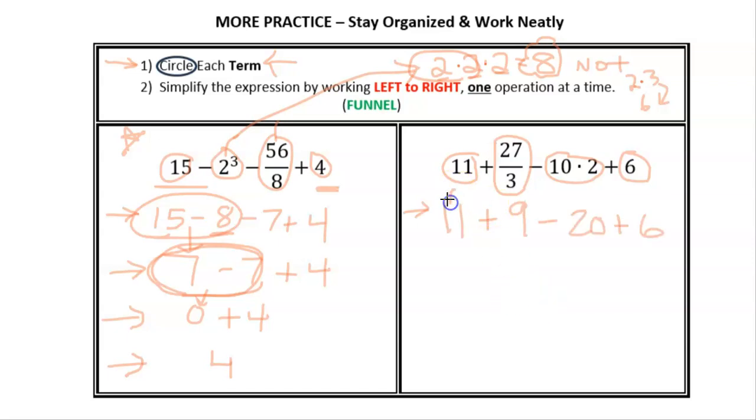So the 11 was in a simplest form. It wasn't complex at all. The 27 divided by 3, I just replaced with 9, the answer to that division problem. 10 times 2, I replaced that with 20, and I replaced the 6 with itself because there was nothing to simplify there. Make sure you brought your plus sign down between these 2 terms and the minus sign down between these 2 terms. Now you have a string of numbers that are being added and subtracted.